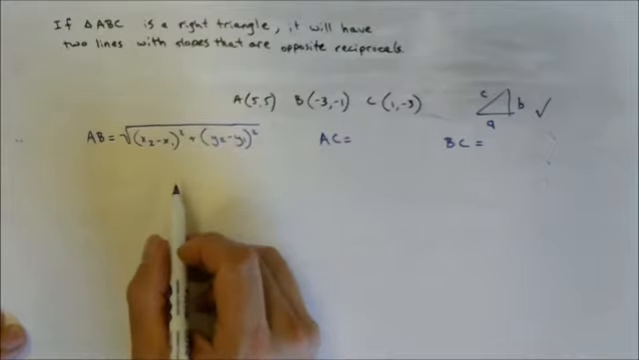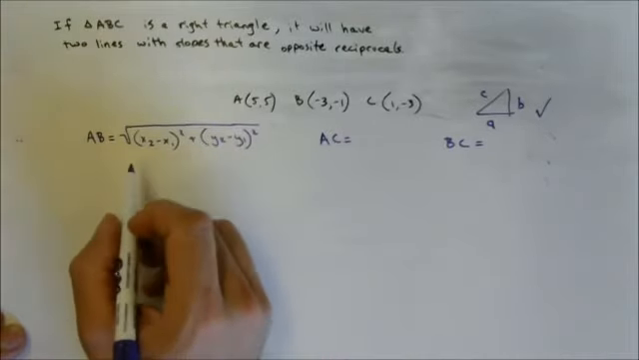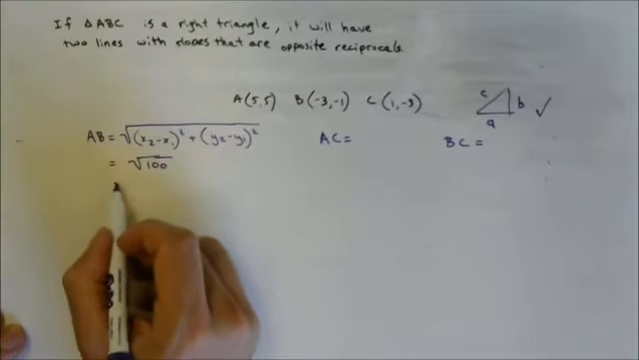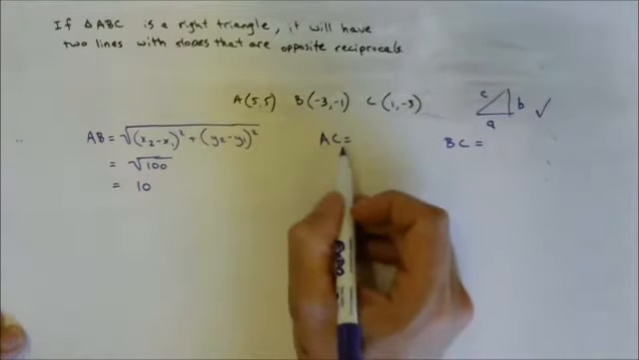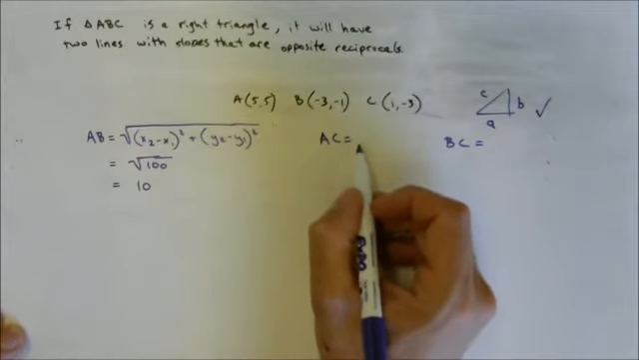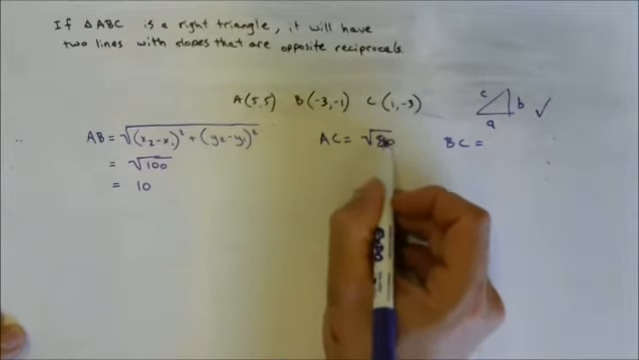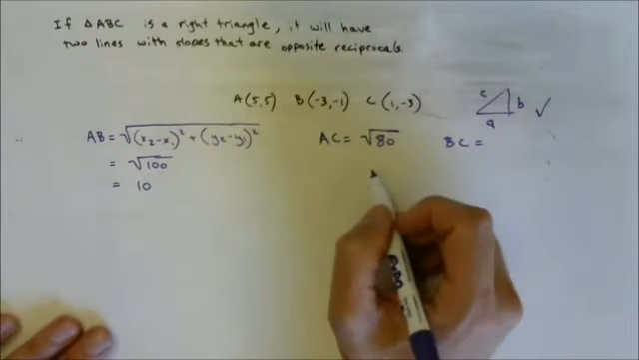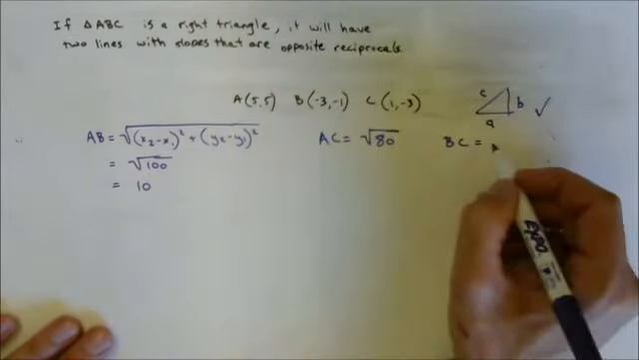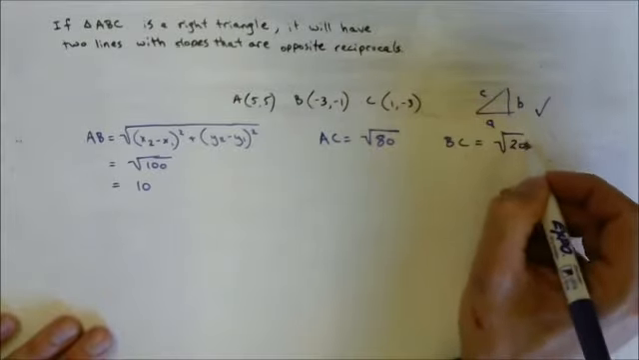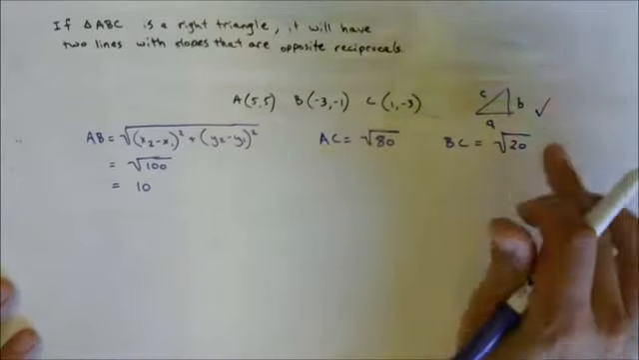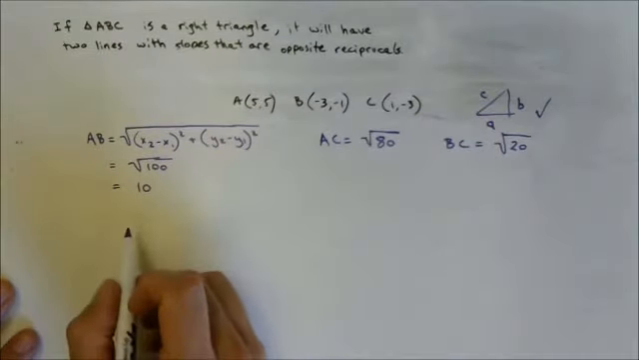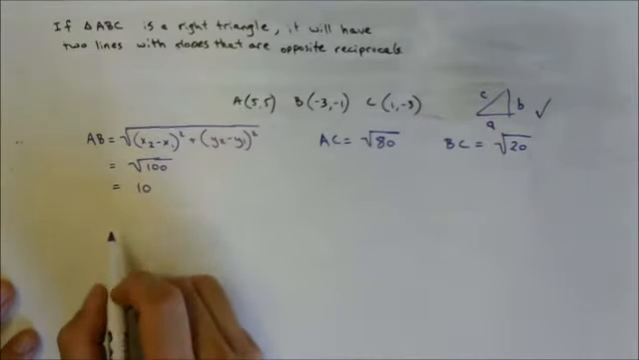This is a multi-step situation. When you do it with AB, you end up with the square root of 100, which reduces to 10. The length of AC is the square root of 80. We're not going to round that in our calculator because it's not a square number, so we'll just leave it like that. And for BC, we have the square root of 20. So now we need to apply the Pythagorean theorem.